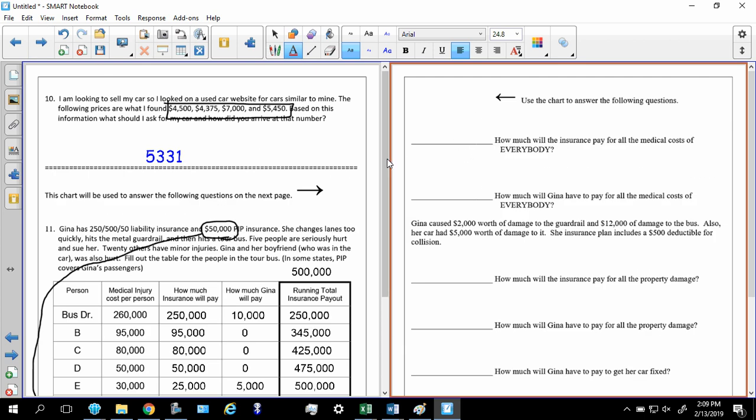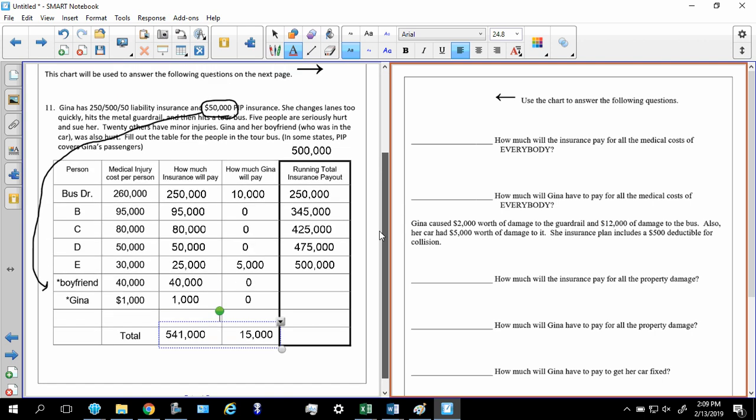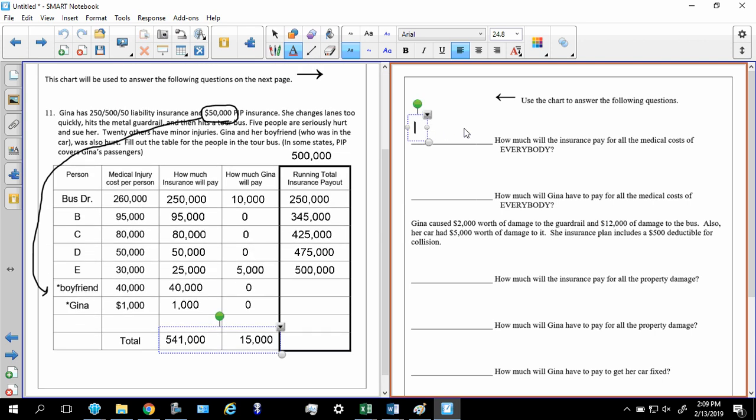How much will the insurance pay for everybody? Well, there we are, $541,000. How much will Gina have to pay for everybody? Well, that's $15,000. All right, now here's the property. It's right here. Gina caused $2,000 worth of damage to the guardrail and $12,000 to the bus. So what we have is $14,000 for her property damage.